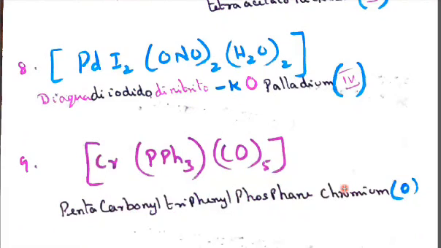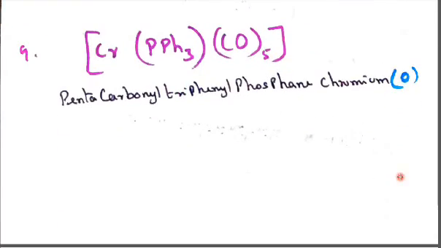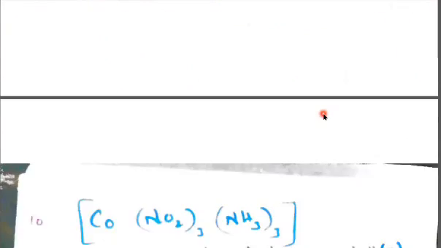Next, chromium, PPh3 only 1 time, that is a neutral ligand. CO is also a neutral ligand, but it is 5 times. So we come from right to left, according to the alphabetical order. This is triphenylphosphine, P. This is carbonyl, C. Carbonyl should be said first, so pentacarbonyl, then triphenylphosphine. Then the central metal ion, chromium. No oxidation state at all, zero oxidation state, because these are neutral atoms with no charge at all. So it carries a zero valency, the oxidation state is 0, and we should enclose it in a closed bracket.